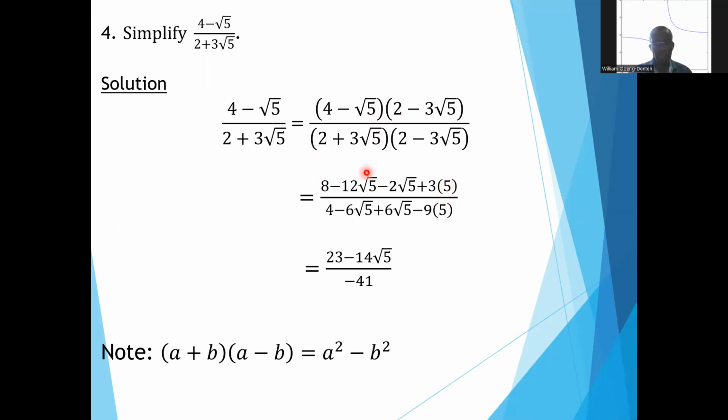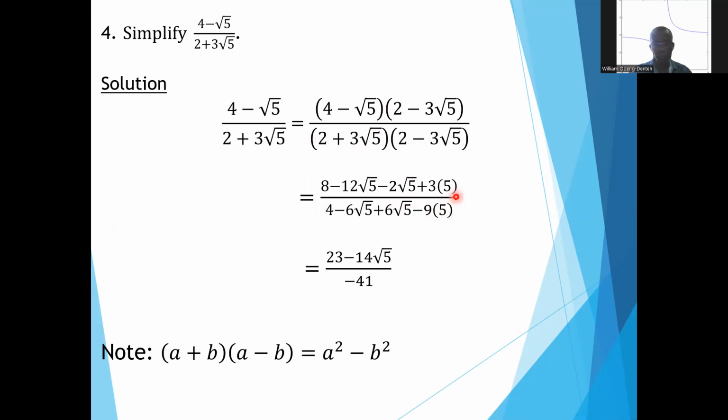Then at the denominator, we'll multiply them out. So 2 times 2 will give us 4, and then 2 times negative 3 root 5 will give us negative 6 root 5. And then 3 root 5 times 2 will give us positive 6 root 5. Then 3 times negative 3 will give us negative 9. Then root 5 times root 5, from the indices, will give us 5.